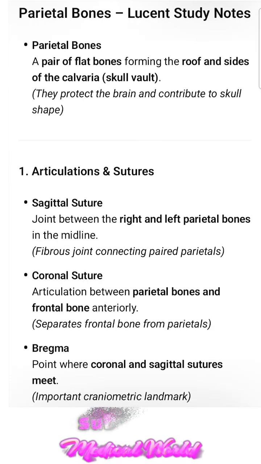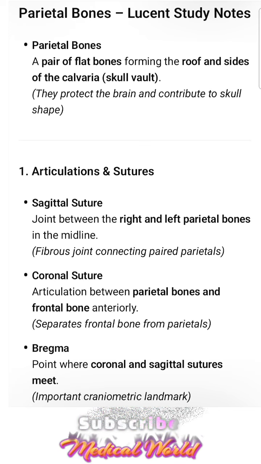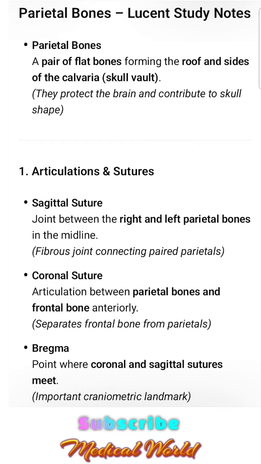Parietal bones. A pair of flat bones forming the roof and sides of the calvaria, the skull vault. They protect the brain and contribute to skull shape. 1. Articulations and sutures. Sagittal suture. Joint between the right and left parietal bones in the midline. Fibrous joint connecting paired parietals.